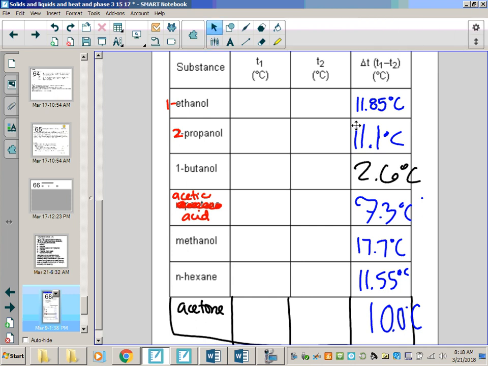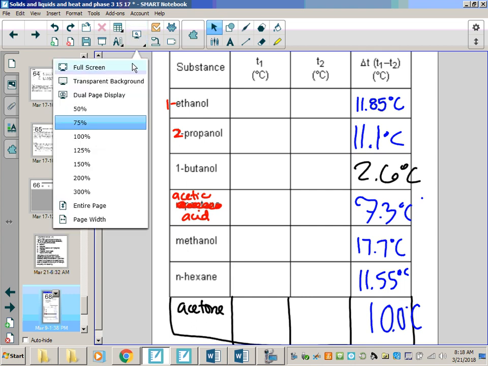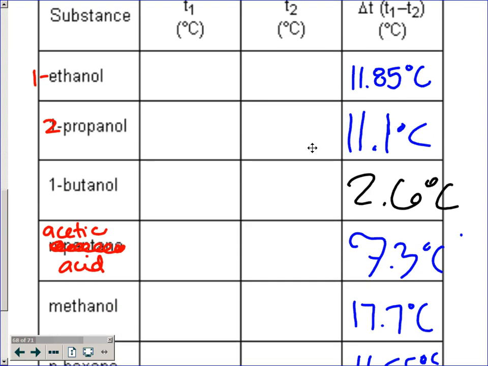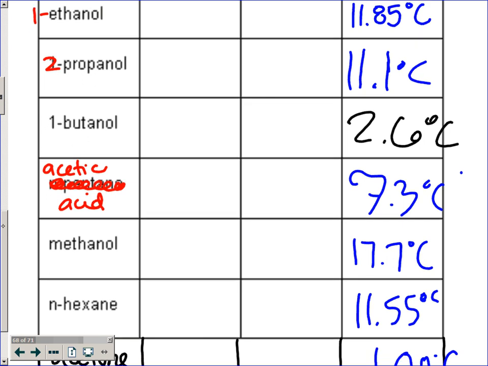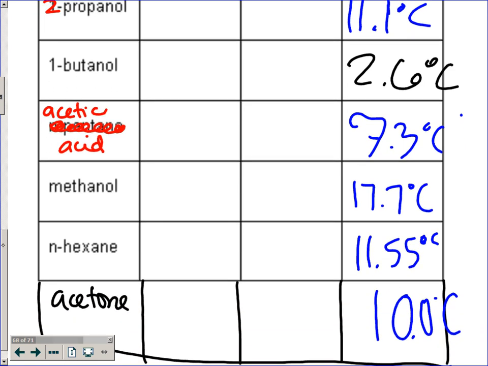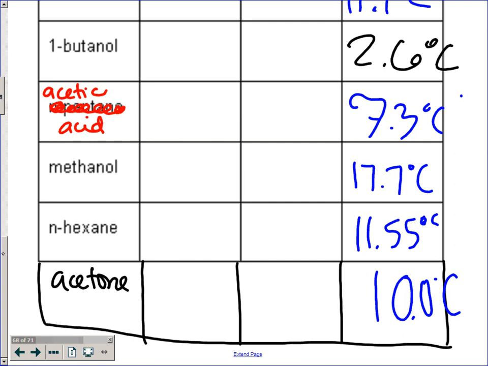All right, so here, Enlo is modifying the conclusion and the analysis. You got to listen to me, okay? So you have already written down the data, yes? You're writing down the data. Ethanol, 11.85, 2-propanol, 11.1, 1-butanol, 2.6, acetic acid, 7.3, methanol, 17.7, hexane, 11.55, acetone, 10.0. So I want you to order them from the way that it looks according to this data, from the ones that have the strongest IMFs to the weakest IMFs.